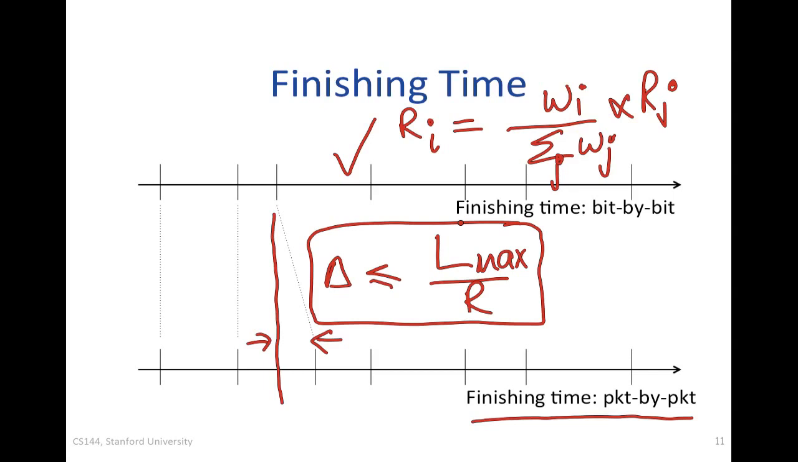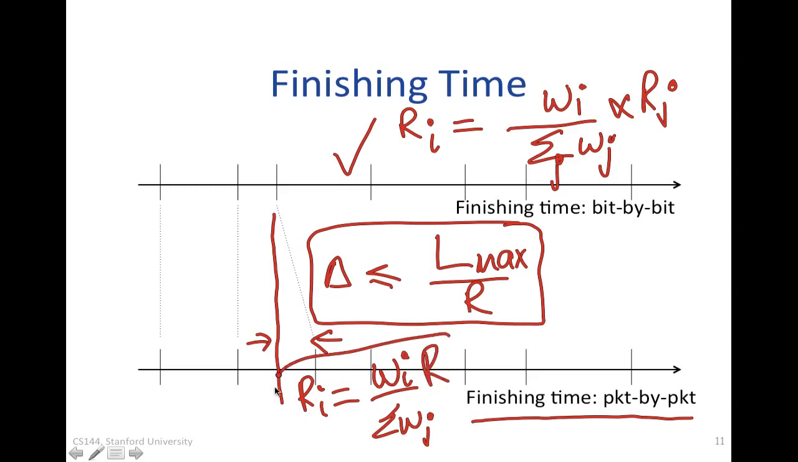So this is really useful because over a long period of time, this tells us that the same number of bits will have departed as under the bit by bit scheme. They'll just be jiggled around a little bit. There'll be a little variance in the actual departure time, but measured over a long period of time, under this packet by packet scheme, R_i will be the same as it was before. So it'll be W_i divided by the sum over W_j, times R. So this will accomplish exactly the rates that we want.